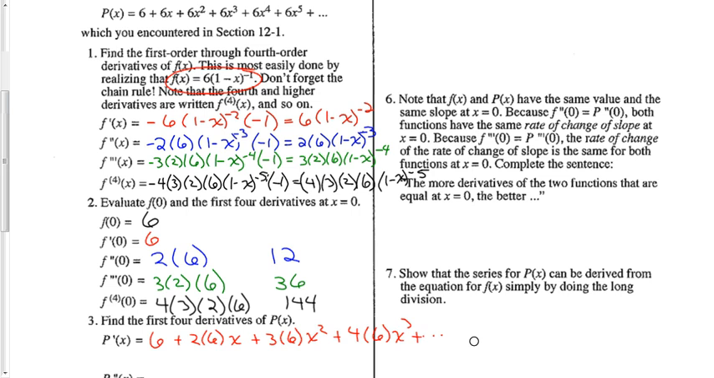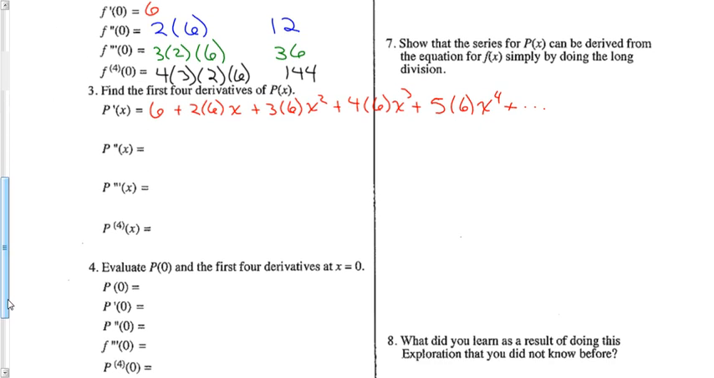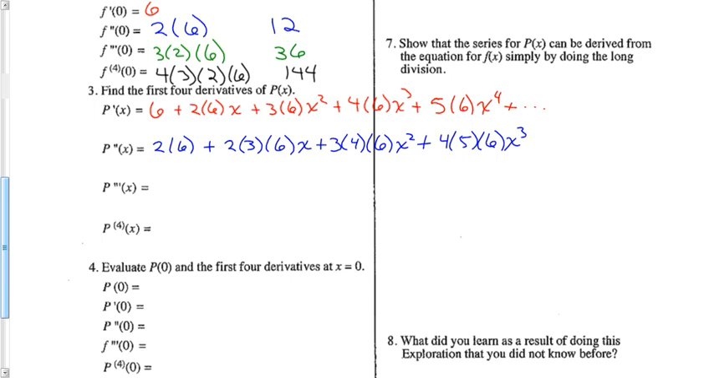Actually, I'm going to go ahead and write in this space and I'll erase it later. So plus 5 times 6x to the 4th. And of course this continues. So my next derivative, I'm going to scroll down a lot. My next derivative is going to just be 2 times 6 plus 2 times 3 times 6x plus 3 times 4 times 6x squared plus 4 times 5 times 6x cubed.